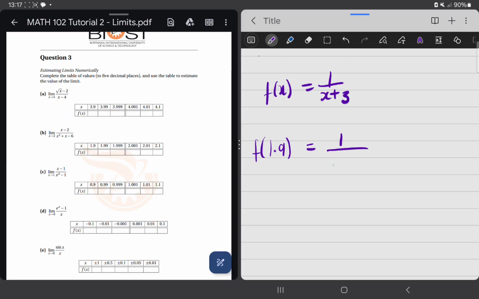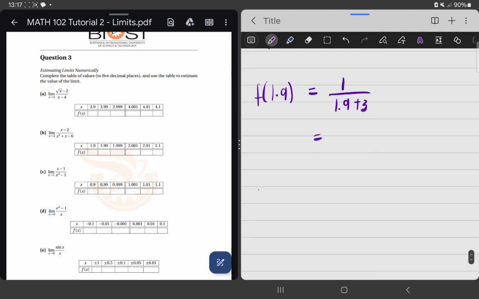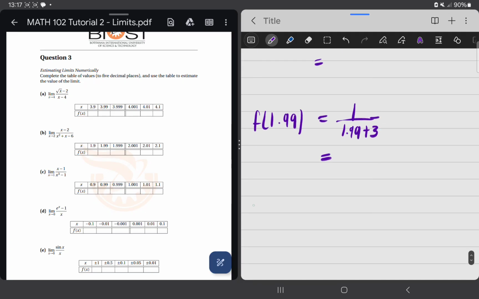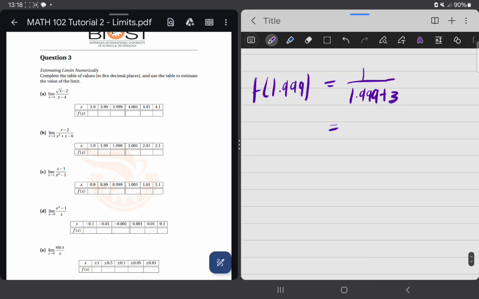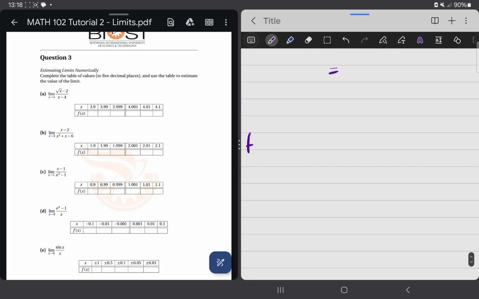This is going to be 1 over 1.9 plus 3. I'll get a solution. Then I say f of 1.99. This is going to be 1 over 1.99 plus 3. I'll get a solution. Then I'll go to the next one. f of 1.999 is going to be equal to 1 over 1.999 plus 3. Then we are going to get a solution here. Okay? Then I'm going to go to the next. After 1.999, I'm going to go to the others.